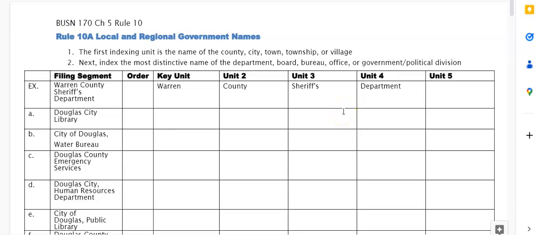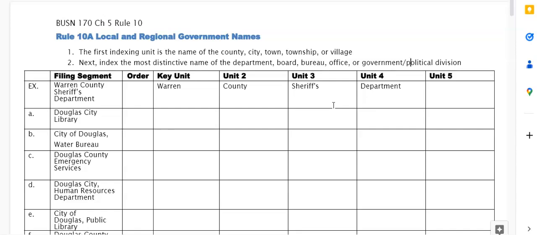Hi everyone, in this video I'm going to go over Rule 10. Rule 10 is actually divided up into a few different segments. The first one is Rule 10A, which deals with local and government names. There's more information regarding this in Chapter 5 of the e-text.